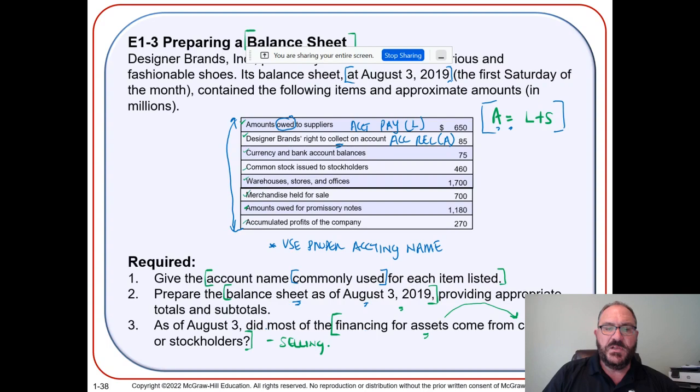And then it asks, did they get most of their financing for assets from creditors? Did they borrow it? Or did they get it from stockholders? Did they get it from selling stock? Once we do this, we'll be able to answer that question. So let's take a look.